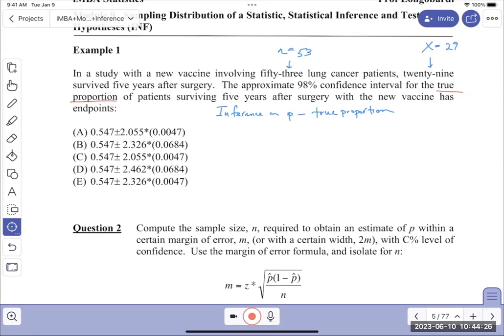Patricia, what is P hat in this example? Wouldn't it be the proportion of the 29? Exactly. So P hat is X over N. We have a sample. We have 29 survived out of 53. We don't have any other information. So how many people survived 5 years after surgery? What's the proportion?